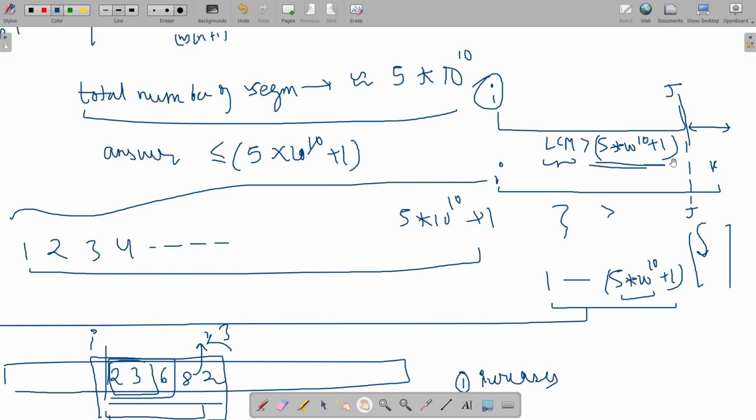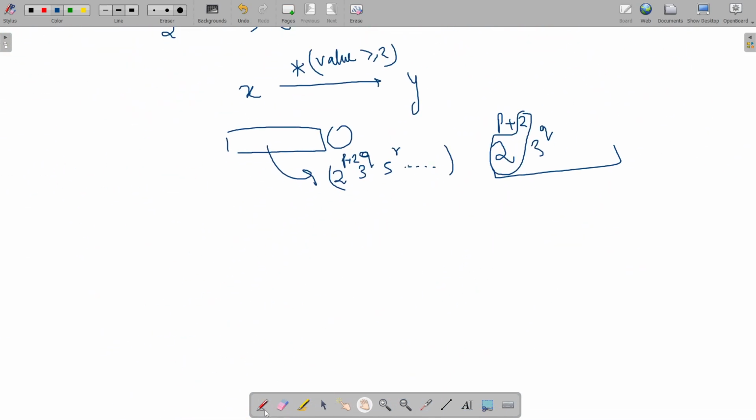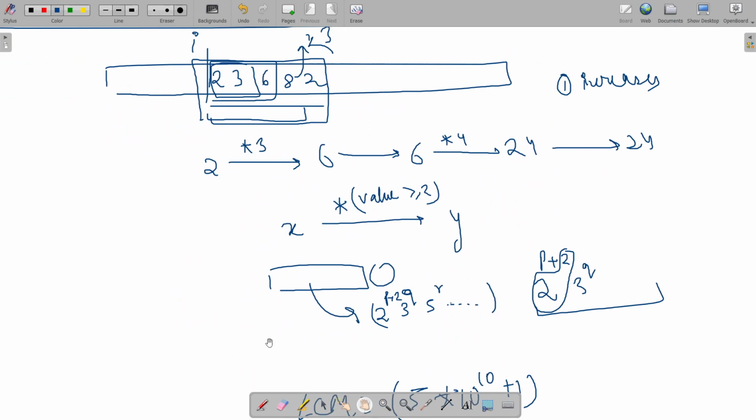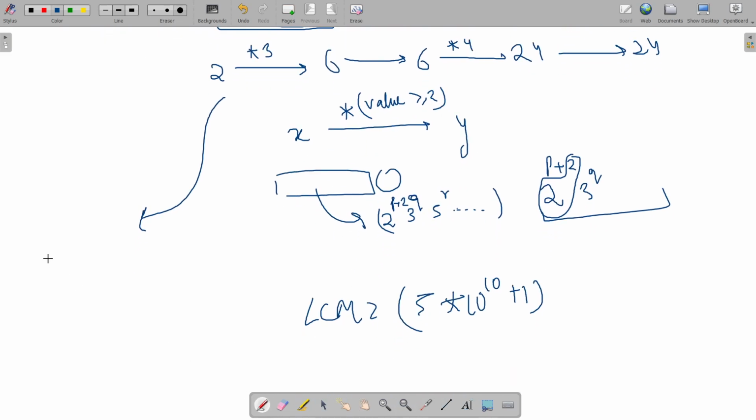From this point, what we can say is, like I said, if the LCM is greater than this value, then we don't need to search further, correct? And from here, we understood that when the LCM increases, it is multiplied by some value greater than or equal to 2. So I am asking you another question now.